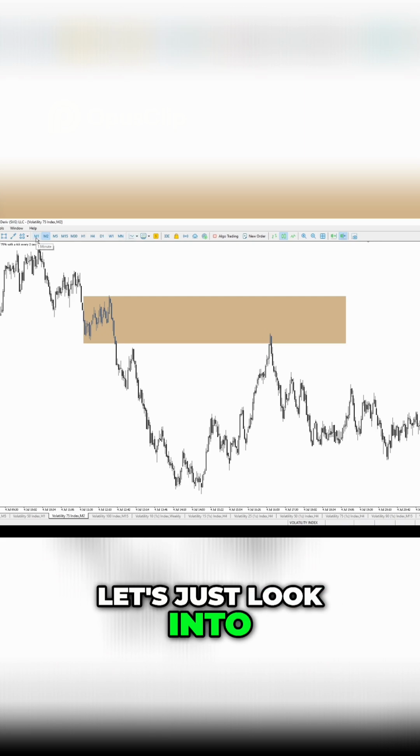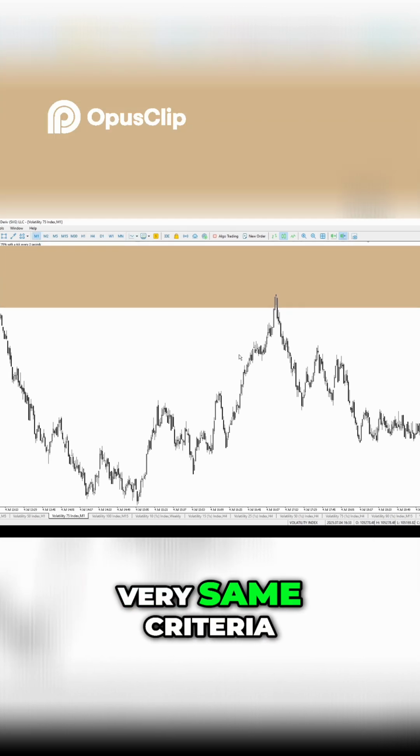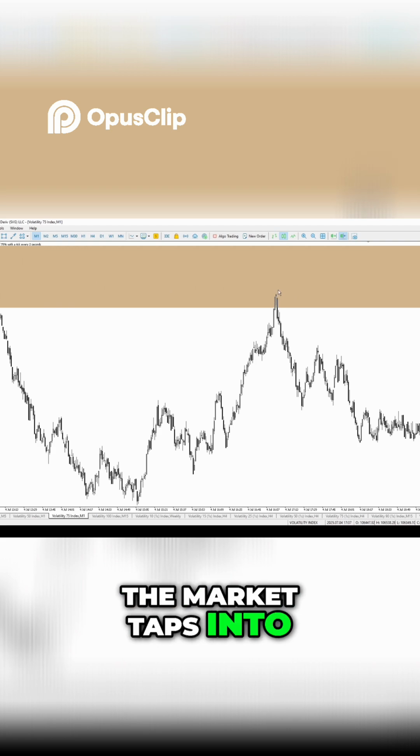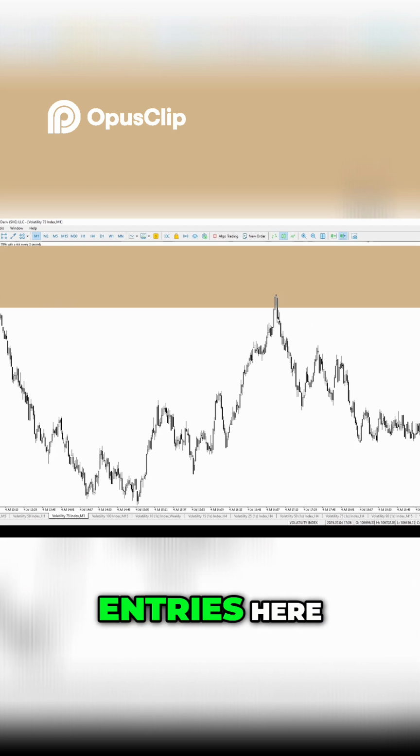Let's just look into M1. So in M1, we are looking for the very same criteria. The market taps into the market. You have an engulfing candle. We close below that. You could have taken entries here.